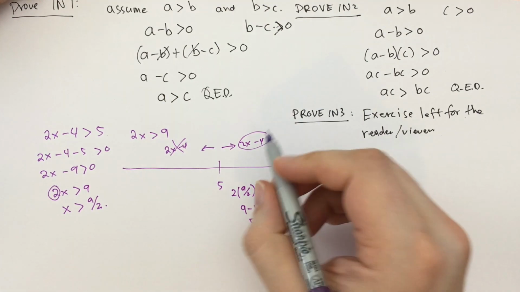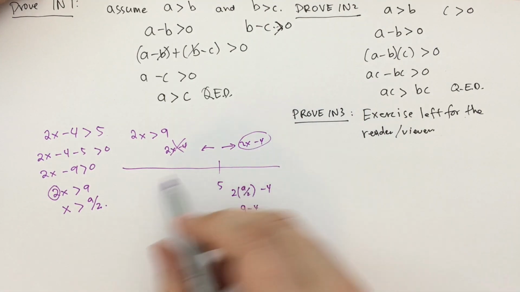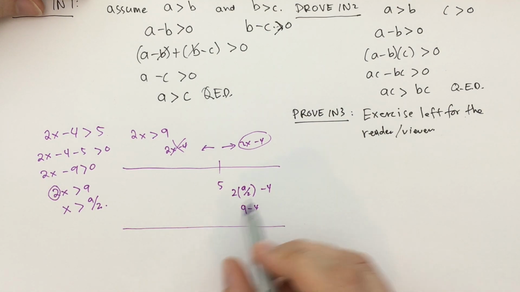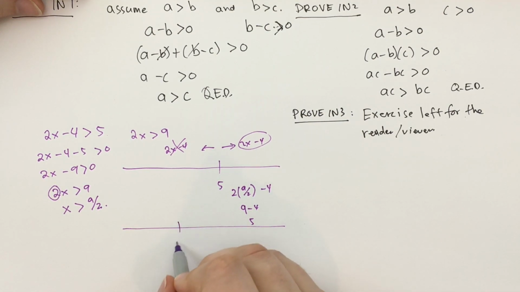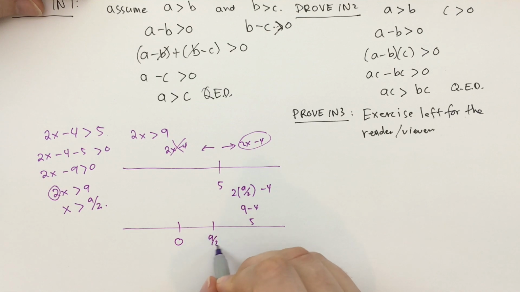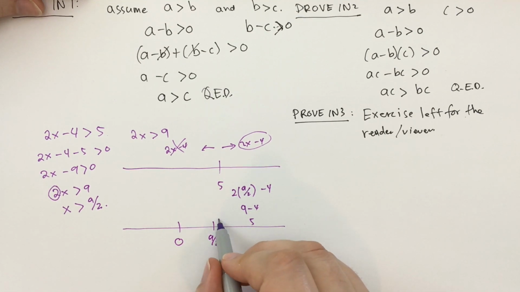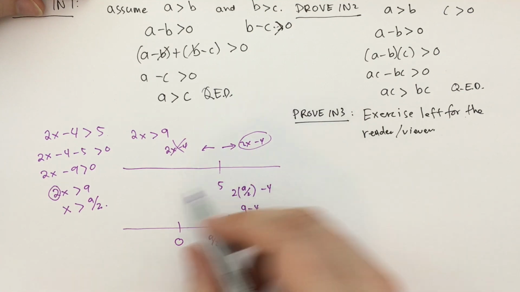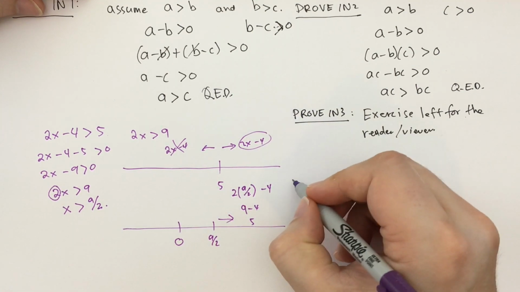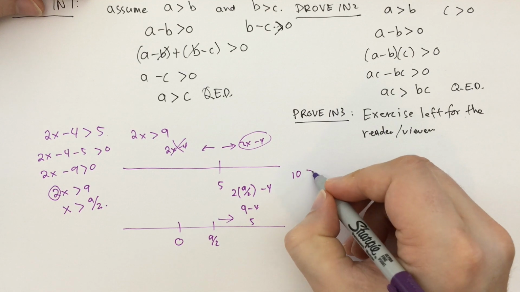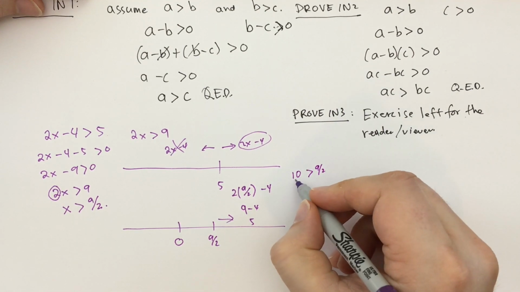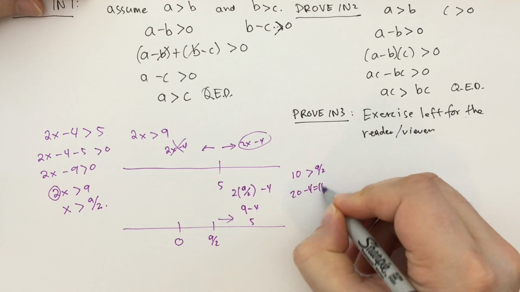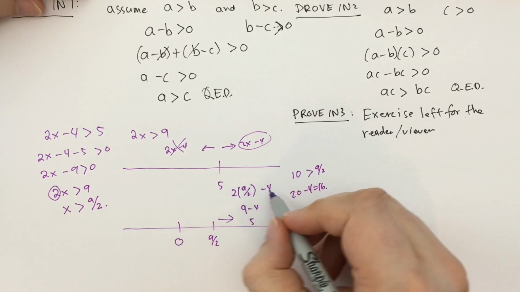Okay, so if we picked, let's say this is the result of 2x minus 4. Another way to look at it is if we had x. Let's put x here. This is 0, and this is 9/2. Okay, so x has to be greater than 9/2. Anything for x bigger than 9/2 will give you something bigger than 5. So let's pick something bigger than 9/2. Let's pick 10. 10 is definitely bigger than 9/2, right? So 10 times 2 is 20 minus 4. So we have 20 minus 4 is 16. So we plug in 10 times 2 minus 4 is 16.